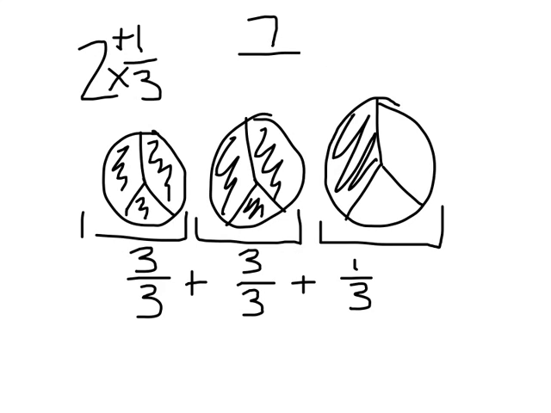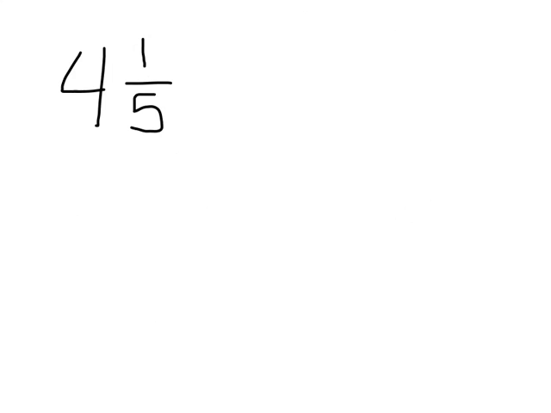But the number of pieces that I divide each whole into does not change. So it's 7/3. 2 1/3 is the same as 7/3. I can see that in my model. 1, 2, 3, 4, 5, 6, 7/3. Let's look at another example.